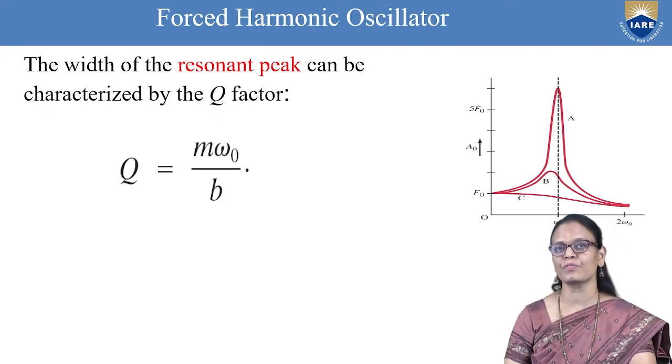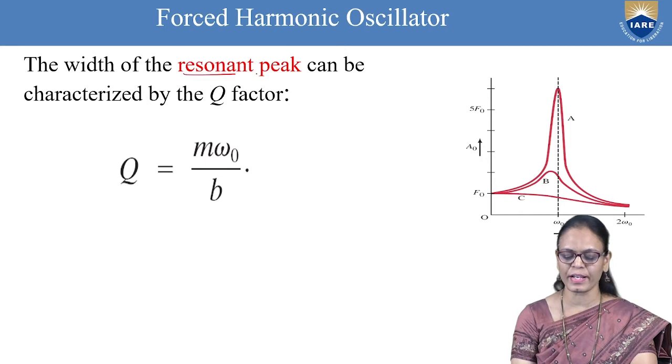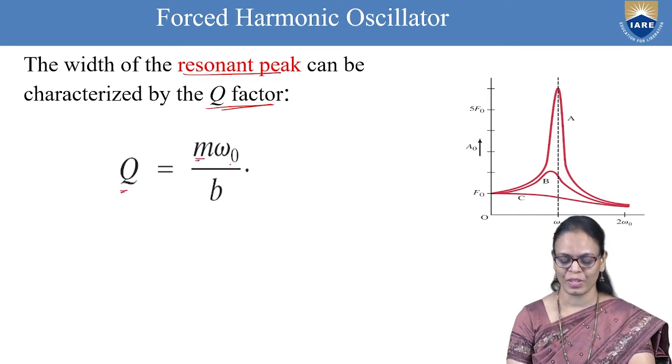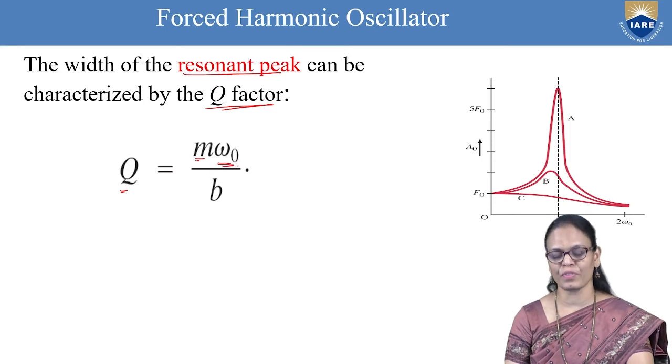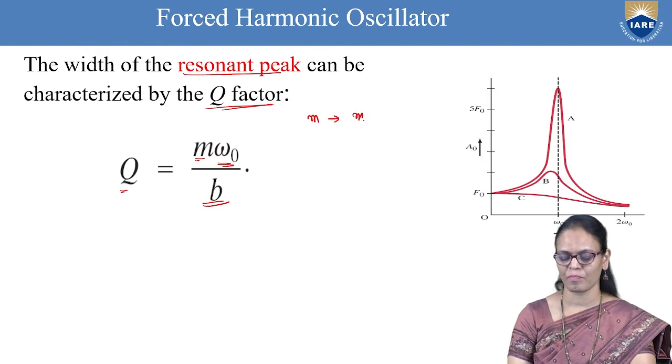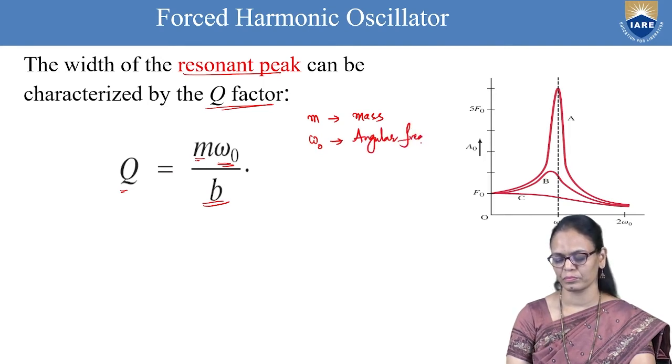Now coming to the quality factor. The width of the resonant peak can be characterized by the quality factor, and the quality factor Q depends upon the mass. It also depends upon the natural frequency and the damping coefficient. So M here is the mass. Omega naught is the initial angular frequency. And B corresponds to the damping coefficient, because 2B is equal to gamma bar M. So B corresponds to the damping coefficient.